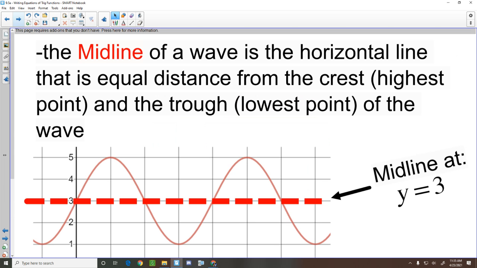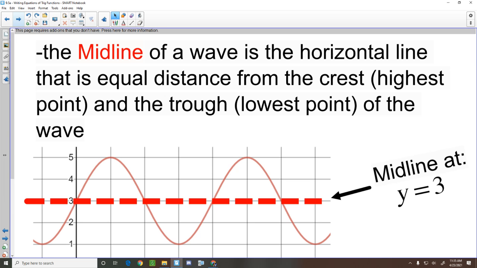First thing is the midline. Now, just as the name implies, it's the middle line. It's in the middle of the graph or of the waves. This is a horizontal line that cuts the wave right through the middle of it. So some parts of the wave go above the midline, other parts of the wave go below the midline, above and below, up, down, up, down.